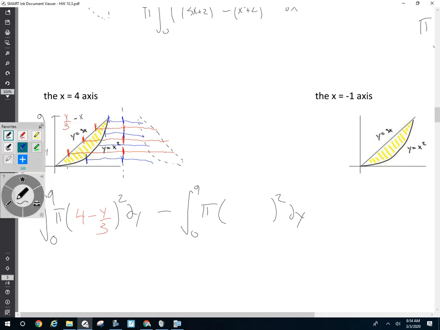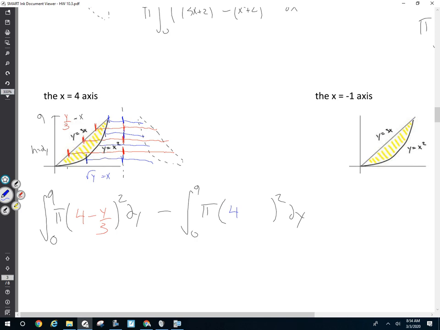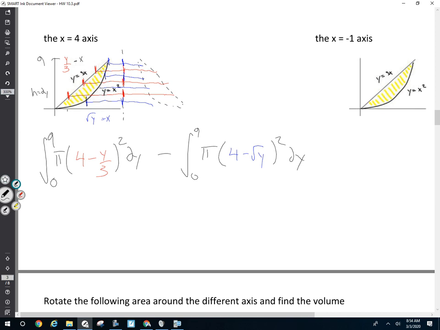In this case, r, again, is a right minus a left. The right is 4, but the left is not x squared. That is a y distance. It's an x equals y equation distance. So I need to solve this for x. X is equal to root y. It's plus or minus root y, but this is the positive root y. The negative root y would be over there. Okay, we got that. 4. Factor out the pi. Factor out the dy. 4 minus y over 3 squared minus 4 minus root y squared. It's not r minus r being squared.